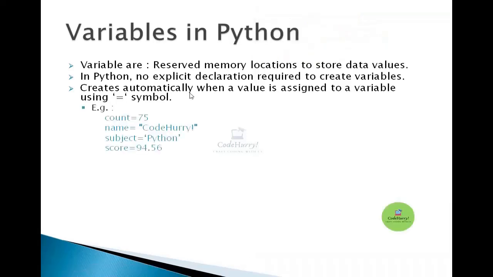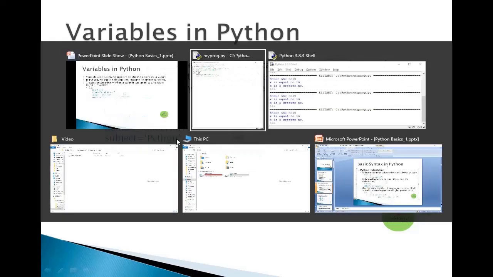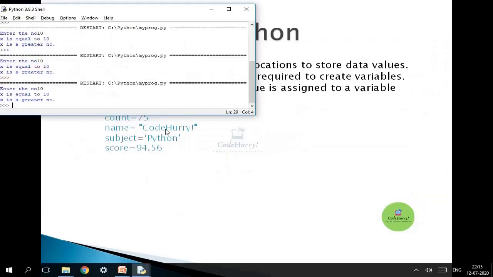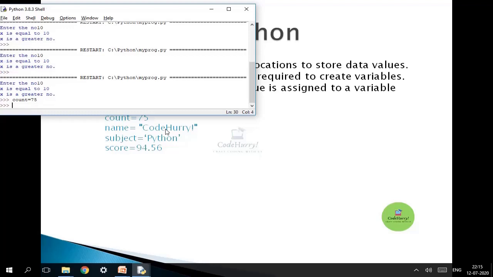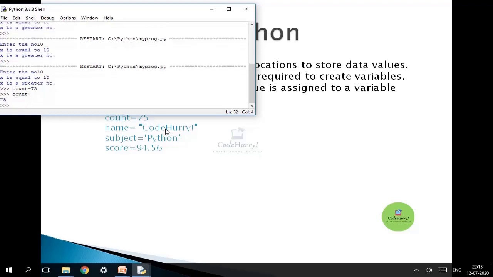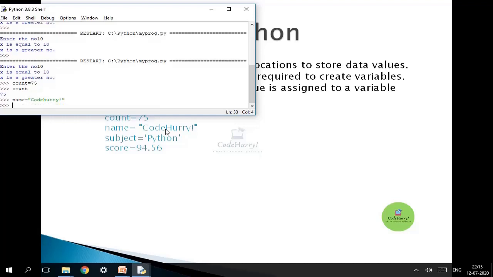Now these are some examples: count equal to 75, name equal to CodeHurry, subject equal to Python, and score equal to 94.56. We'll try to write this program here. See, count equal to 75. I'll try to display count is 75. Name equal to CodeHurry, and subject equal to, within single quotes it is written Python.